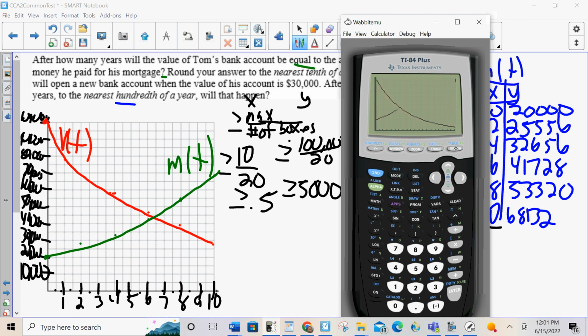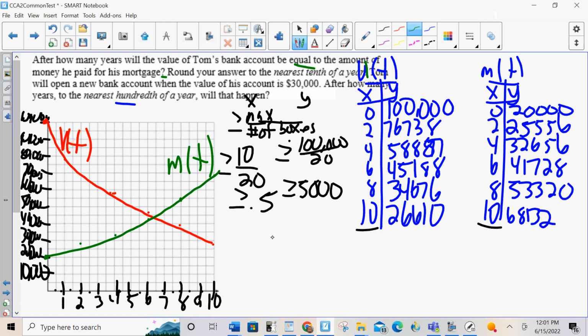To find the intersection, we've dealt with this in the previous video quite a bit. Second trace, option 5. Move the cursor to the point of intersection. Enter, enter, enter. The answer for y1, y2 intersect is almost always the x-coordinate. It's asking how many years. That's t, that's x: 6.3. So I would say y1, y2 intersect. That's you telling the grader what you did: 6.3.